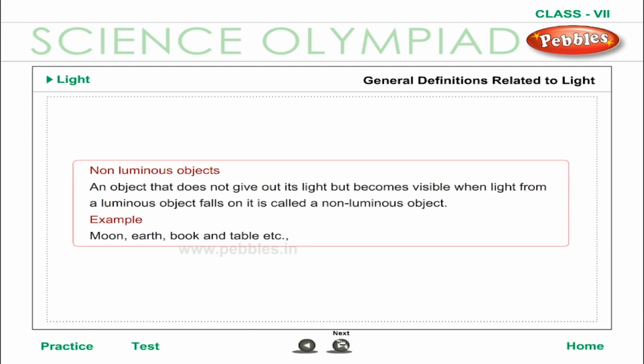Non-luminous objects. An object that does not give out its own light but becomes visible when light from a luminous object falls on it is called a non-luminous object. Example: moon, earth, book, table, etc.